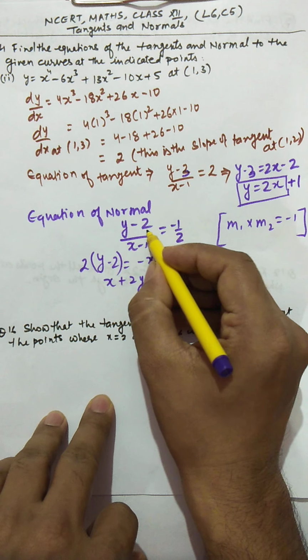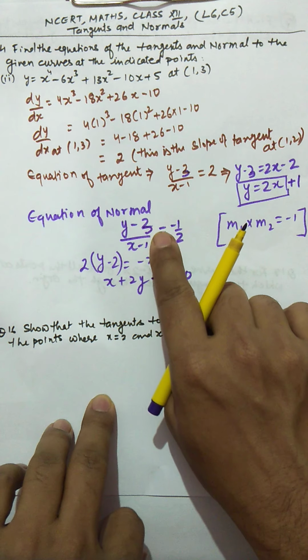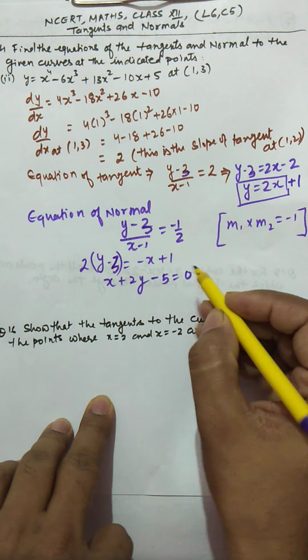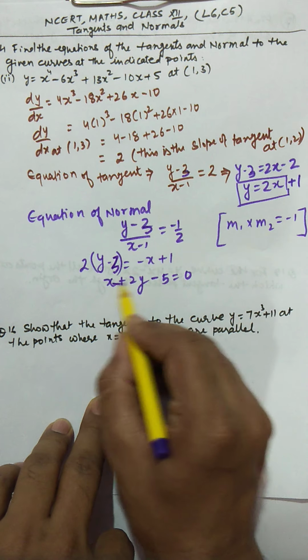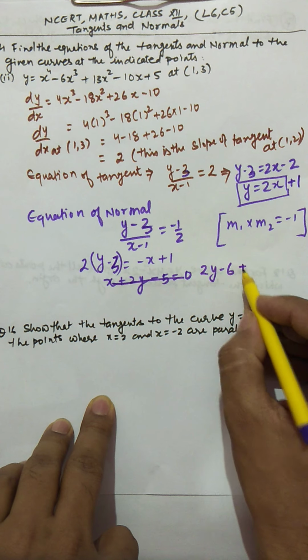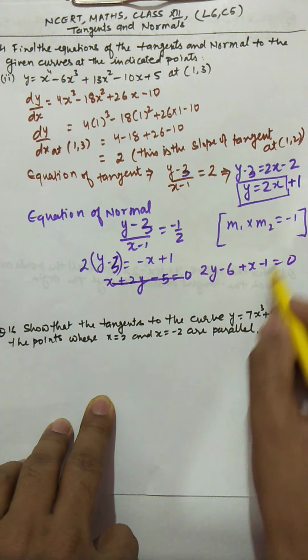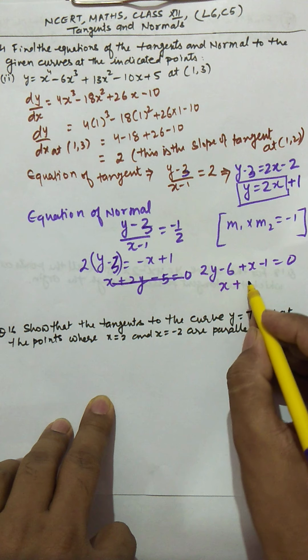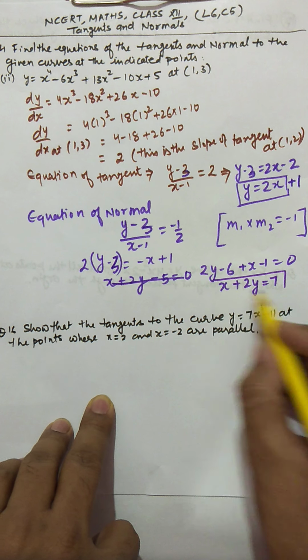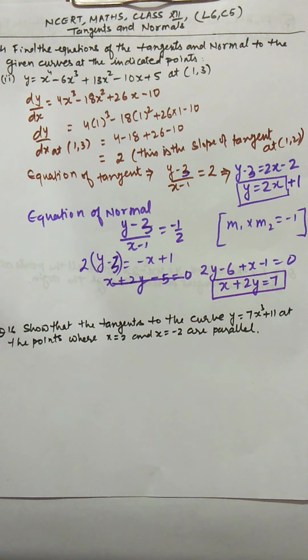Now here also some change will come. This is y minus 3, so you do the cross multiplication. This is 3, and this is fine, so we can change it. This is 2y minus 6 plus x minus 1 equal to 0. So your equation is going to be x plus 2y equal to 7. You can write it this way. So this is your equation of normal.